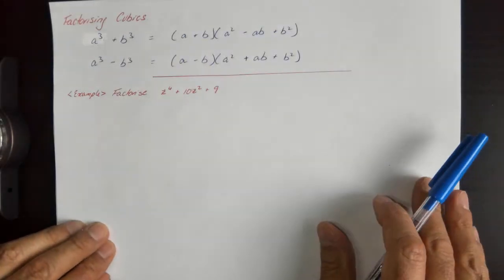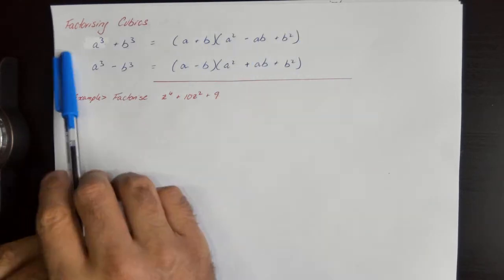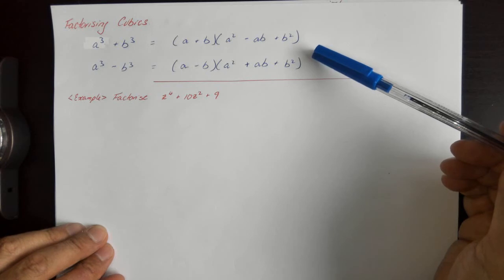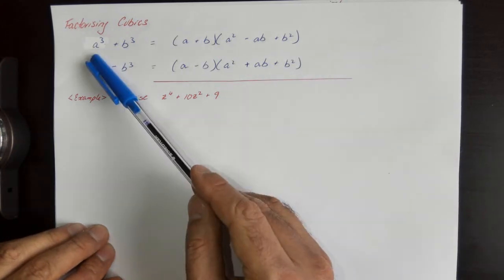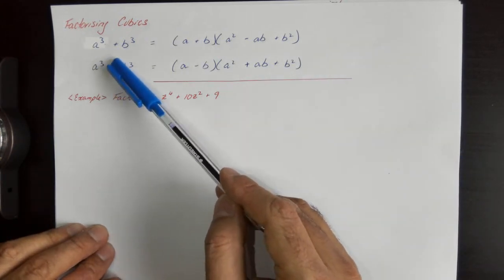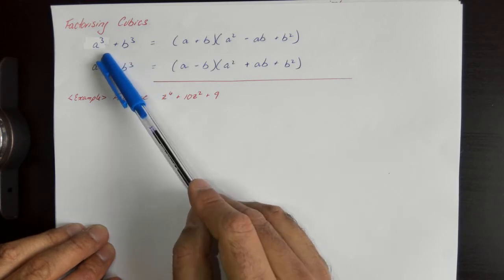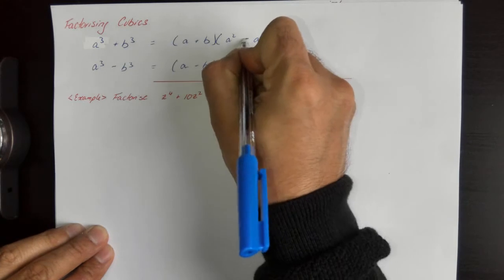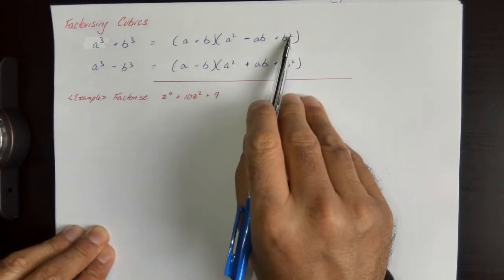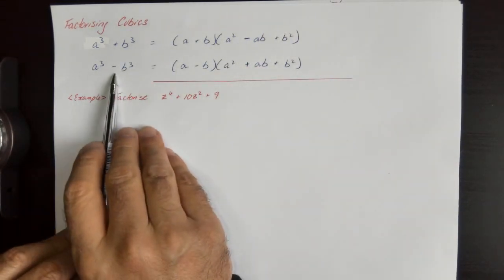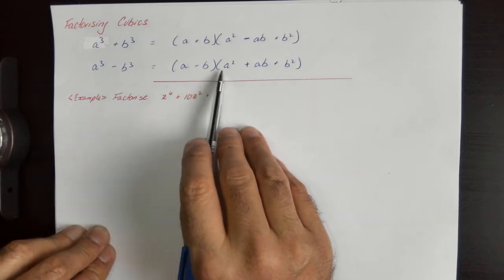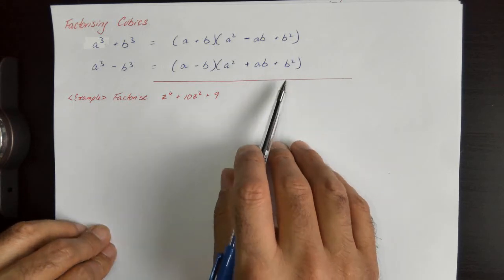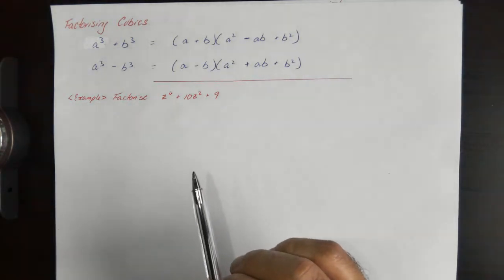First thing, this used to be in the old Year 11 extension course, but they took it out. So just so that you know, I think I've shown it to you before. If you have a perfect cube, a cubed plus b cubed, it's a plus b multiplied by a squared minus ab plus b squared. And if it's subtraction, it's a minus b times a squared plus ab plus b squared. We'll be using that in one of the questions I've got here.